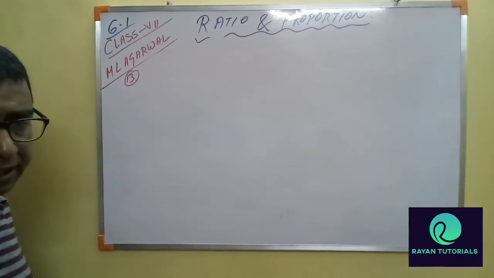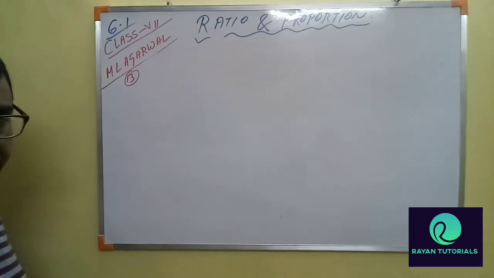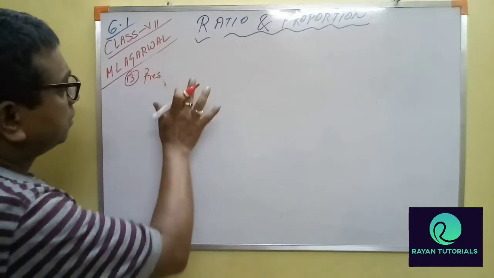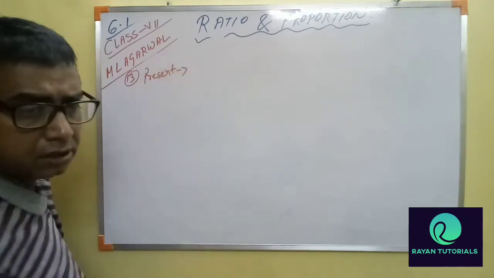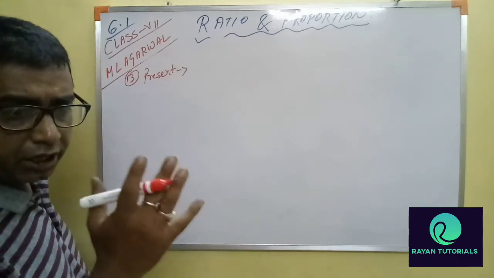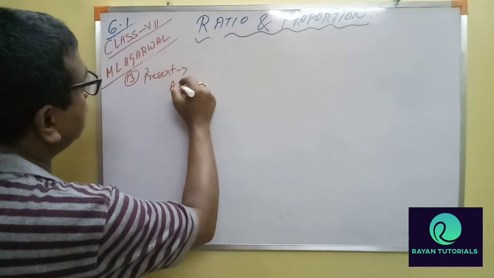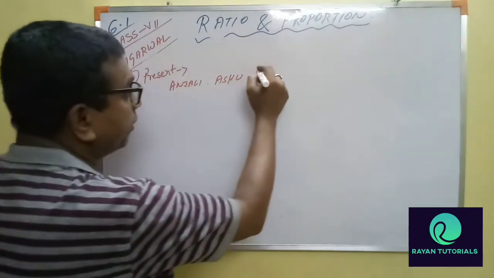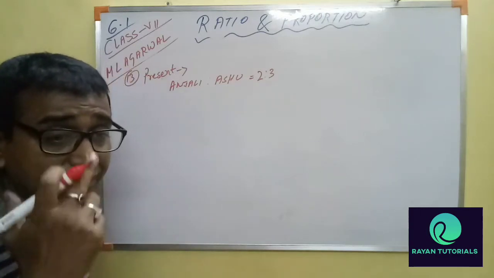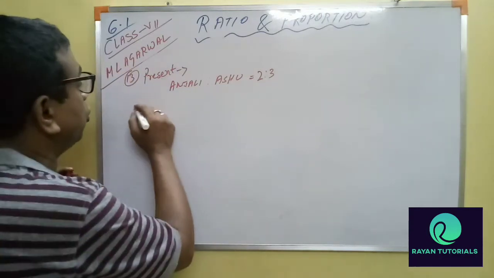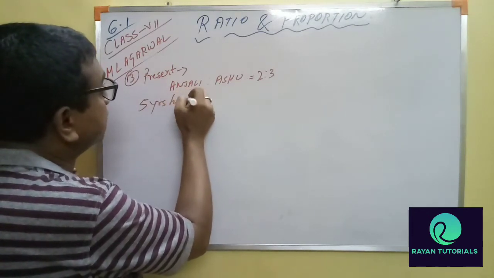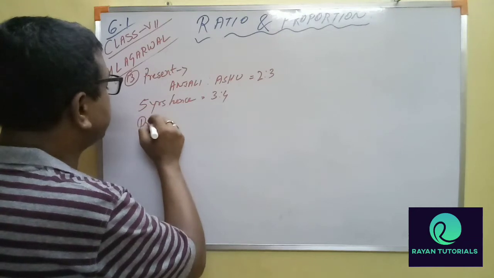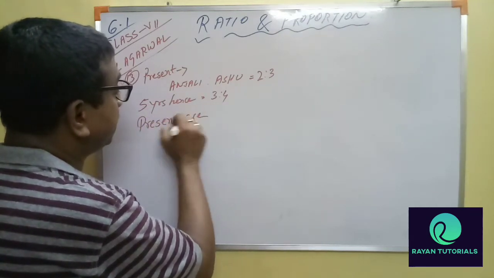The ratio of the present ages of Anjali and Anshu is 2:3. 5 years hence, the ratio of their ages will be 3:4. Find the present ages.